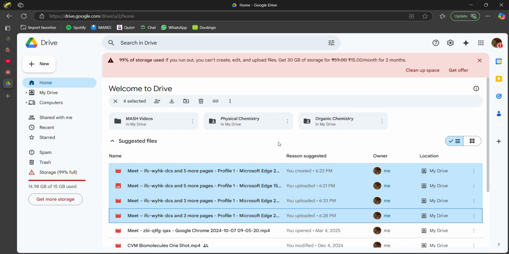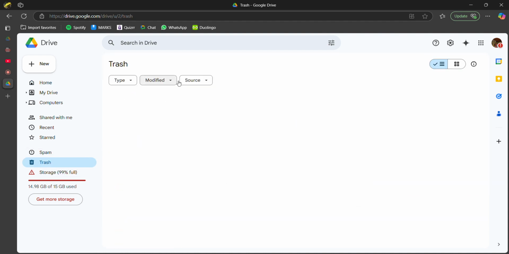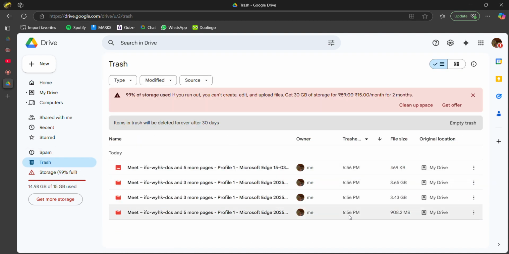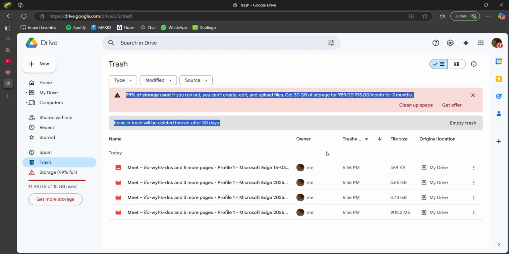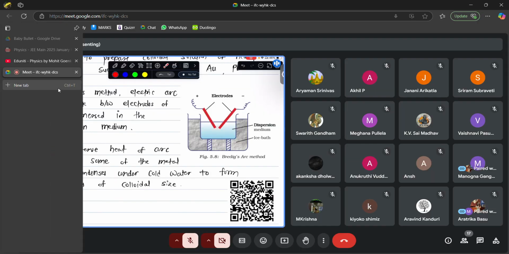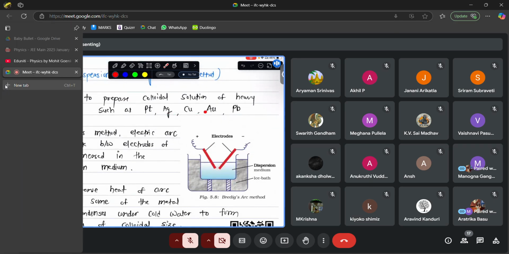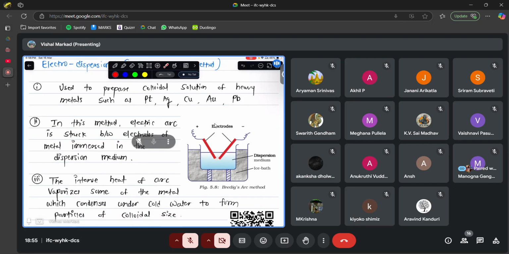This is one of the methods to prepare colloidal solution. That is the Bredig-Stark method. Clear? Yes, sir. How is it prepared? The same thing I have written here. You can see that animation video also here. And generally it is used for these metals: platinum, silver, copper, gold, lead.